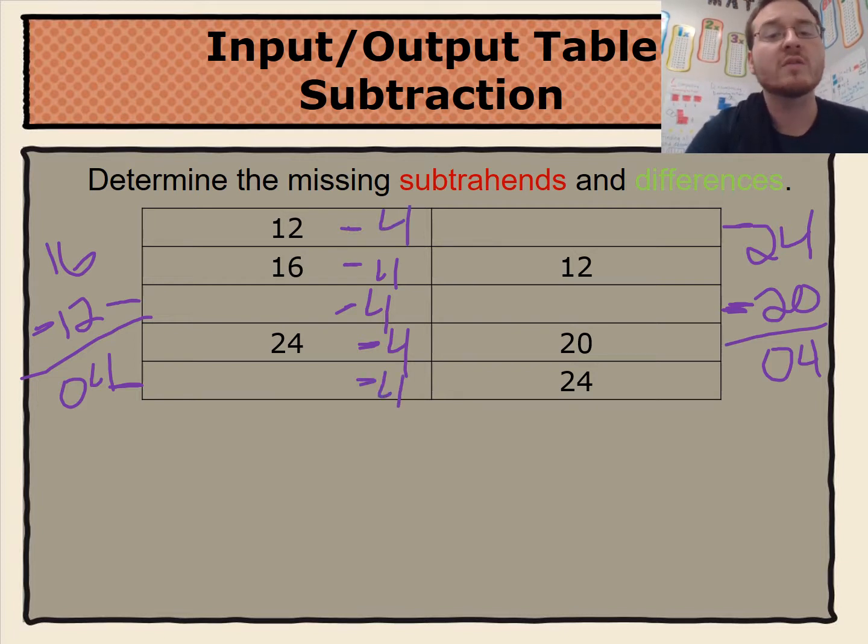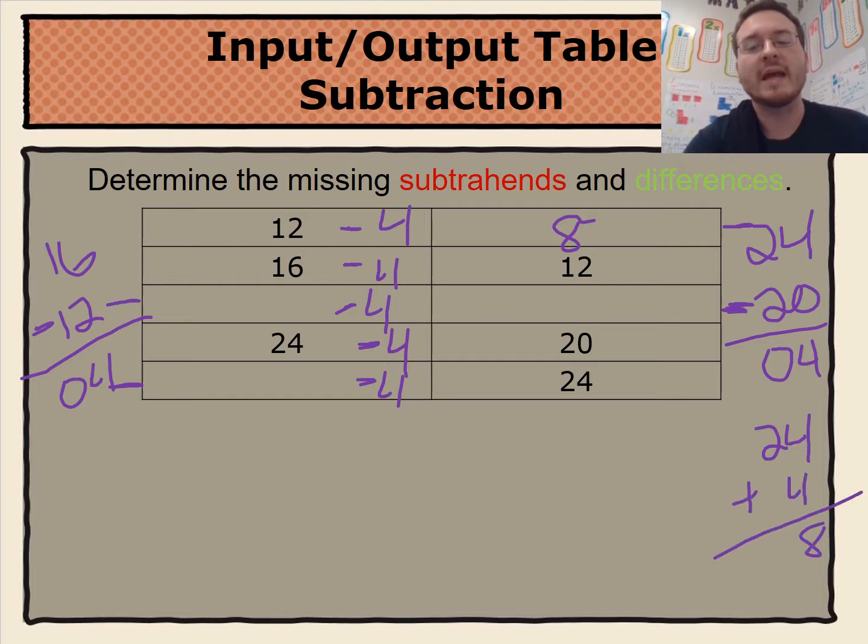Now, 12 minus 4 is 8, so I'm going to fill that in. Blank minus 4 equals blank. Well, I'm going to skip that for now because that's kind of weird. But blank minus 4 is 24. Well, to find that, again, I need to do the opposite. So 24 plus 4, 4 plus 4 is 8, 2 plus 0 is 2. So that means my input here is 28.